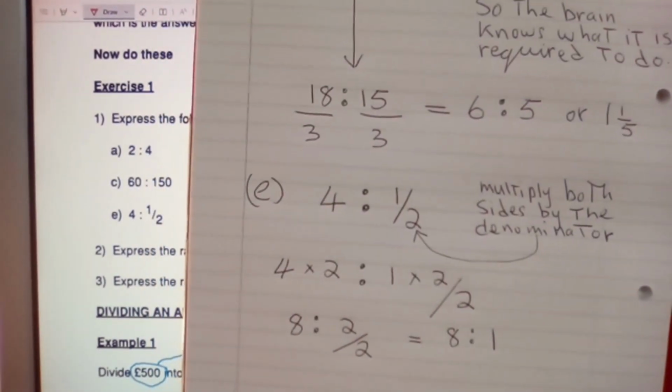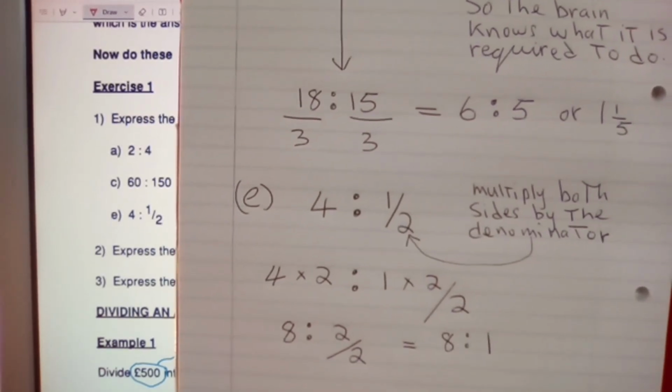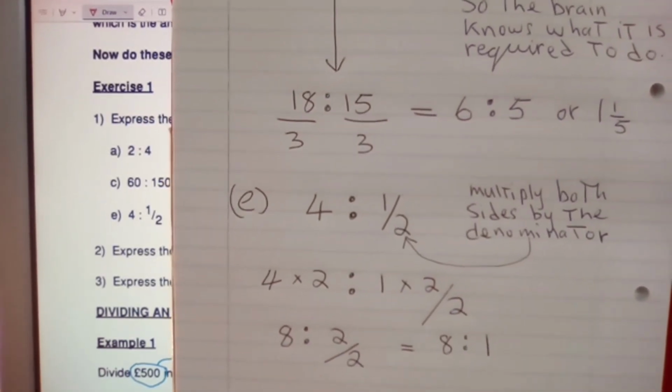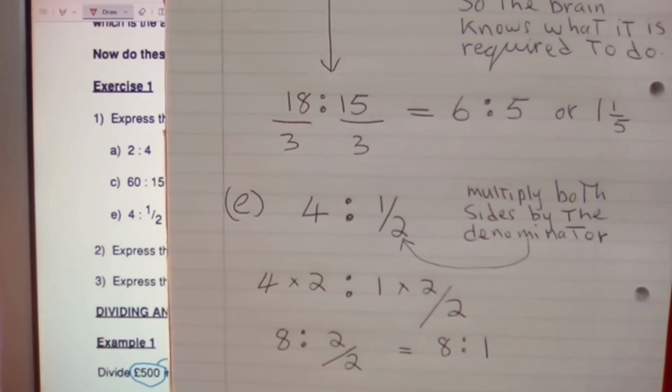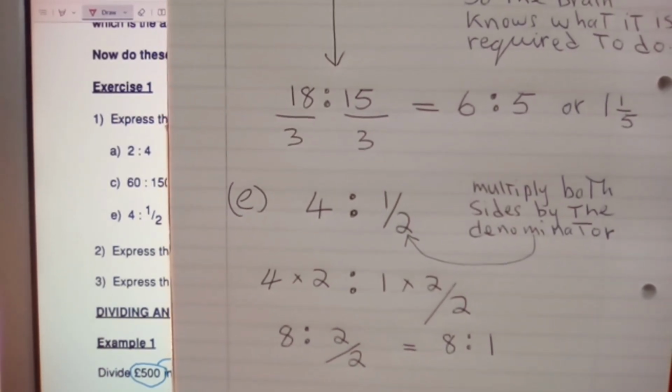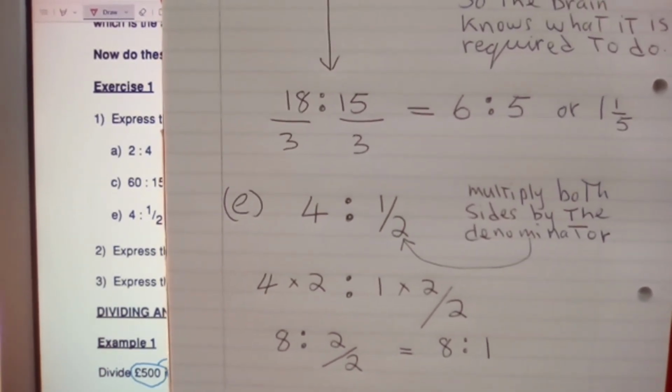And E, 4 to the ratio of a half, multiply both sides by the denominator 2. 8 to the 1.